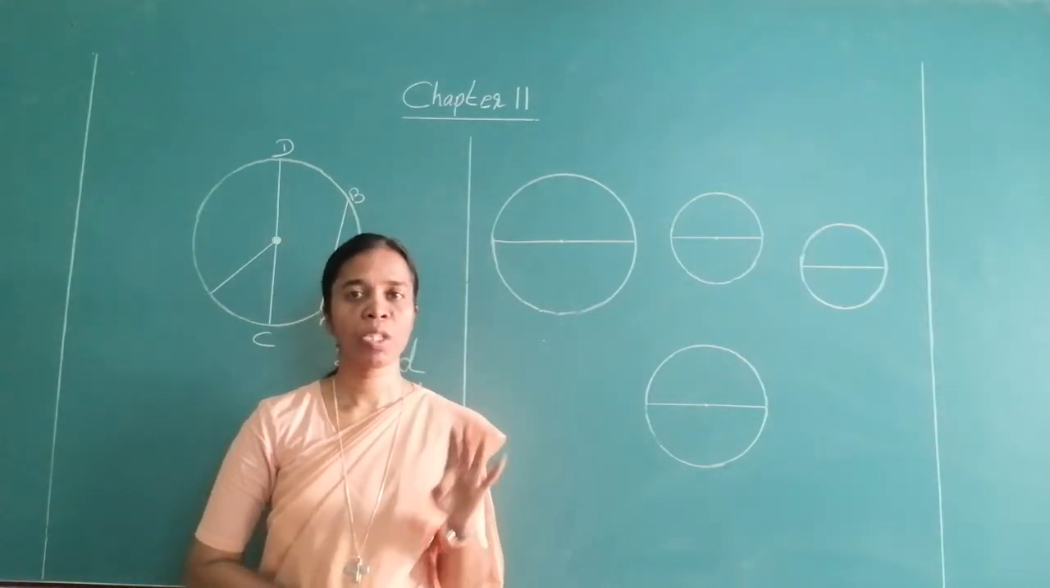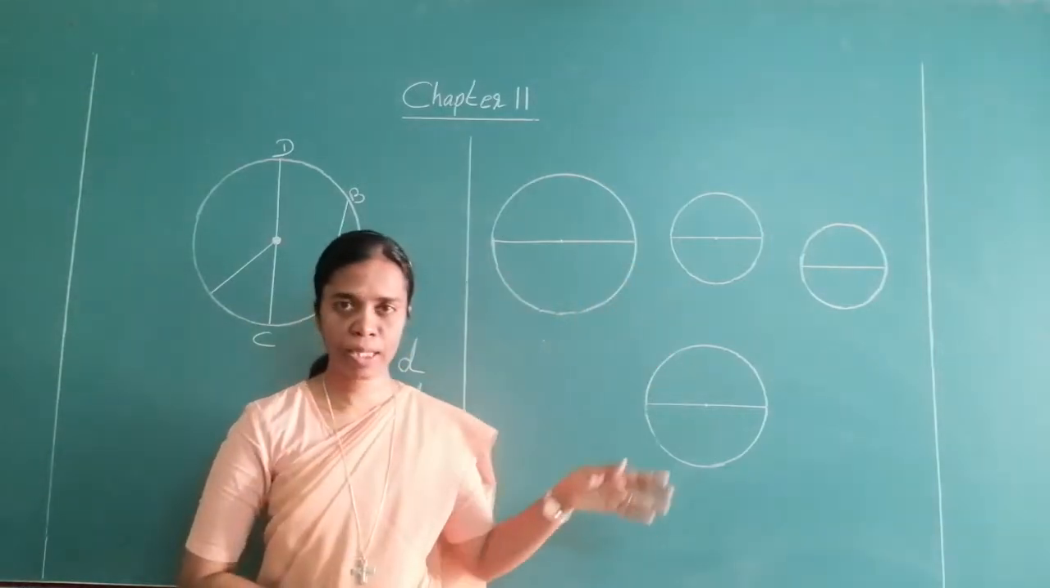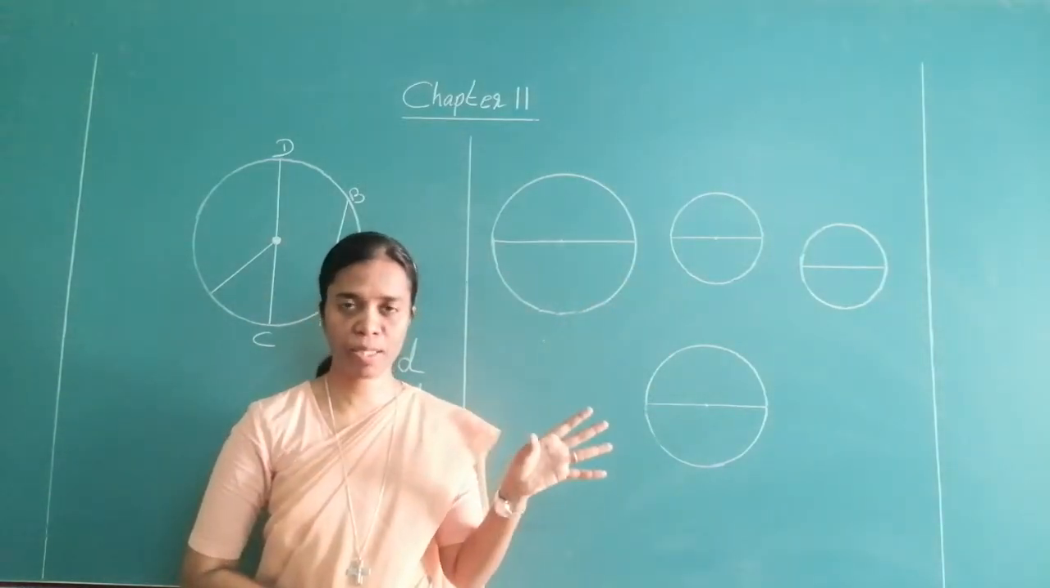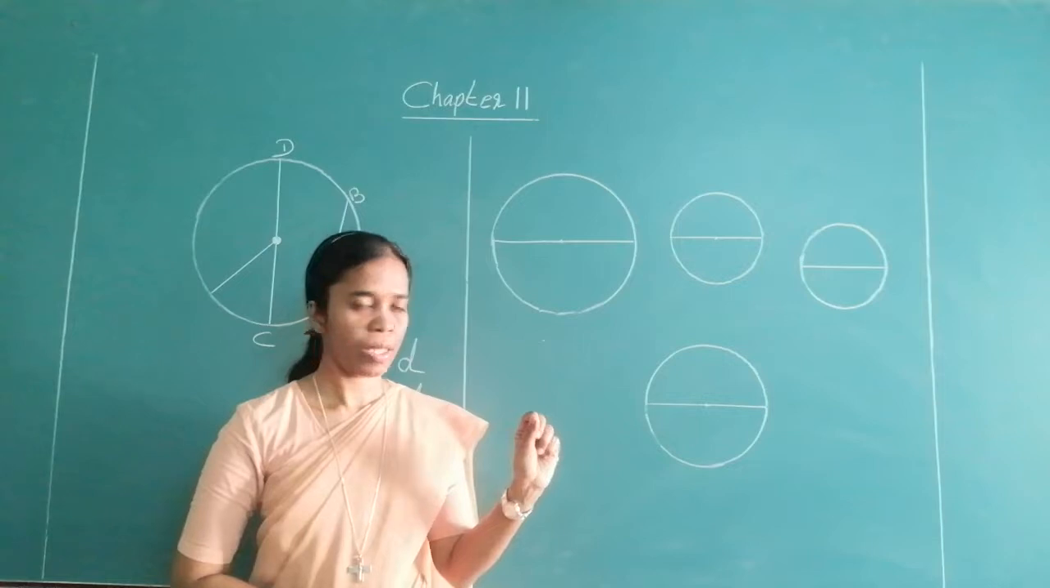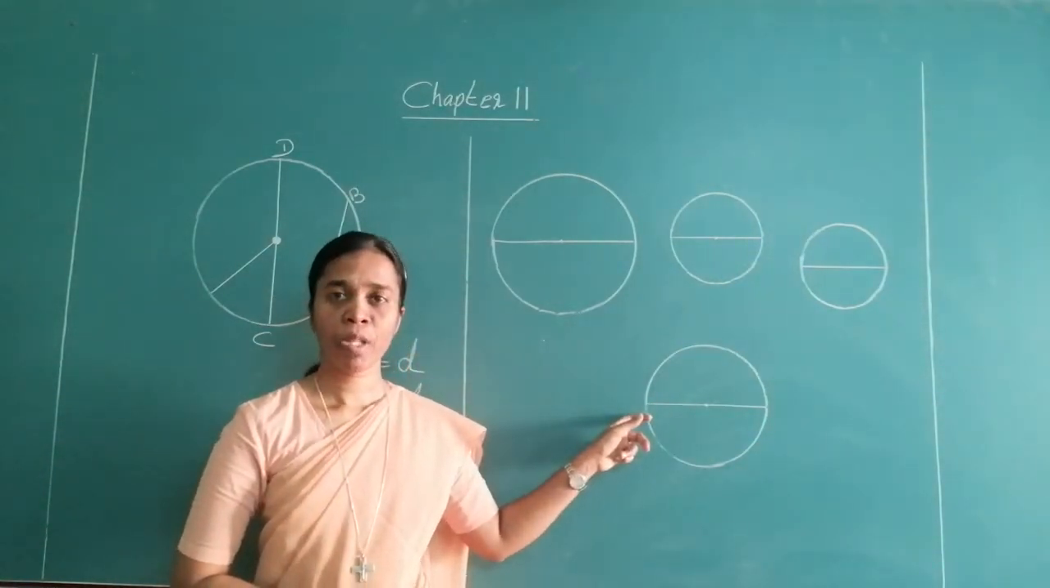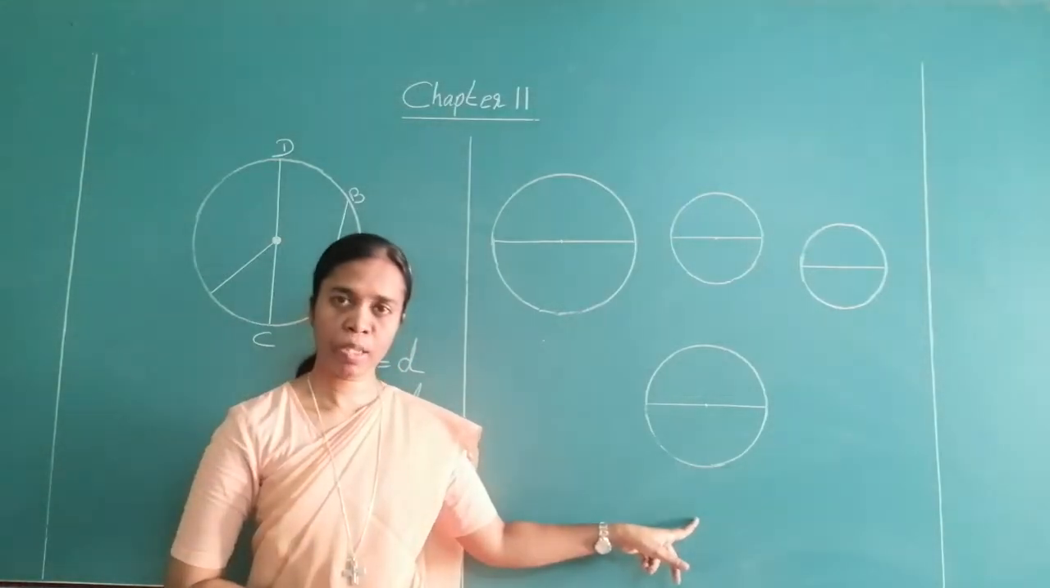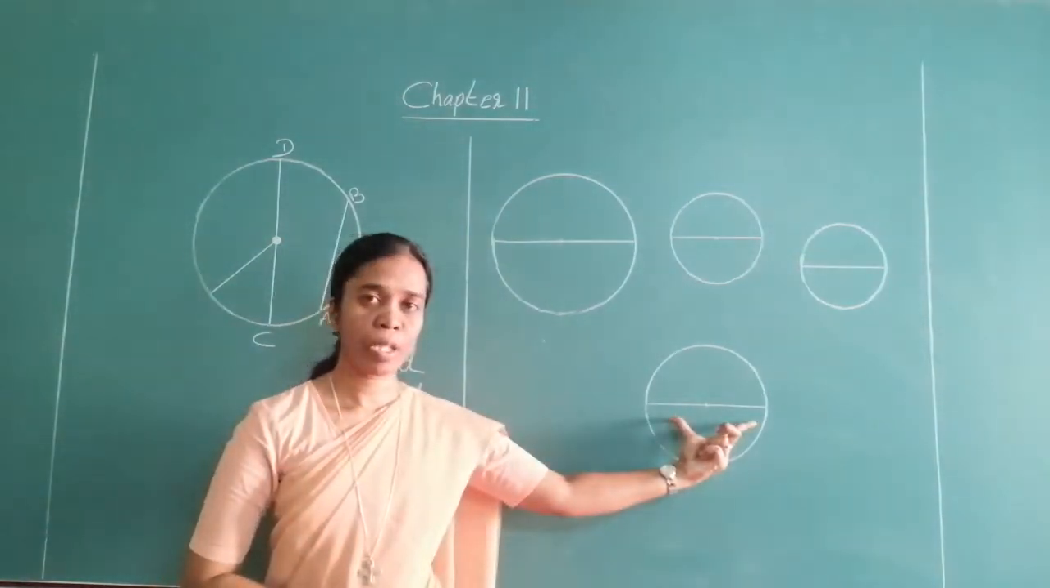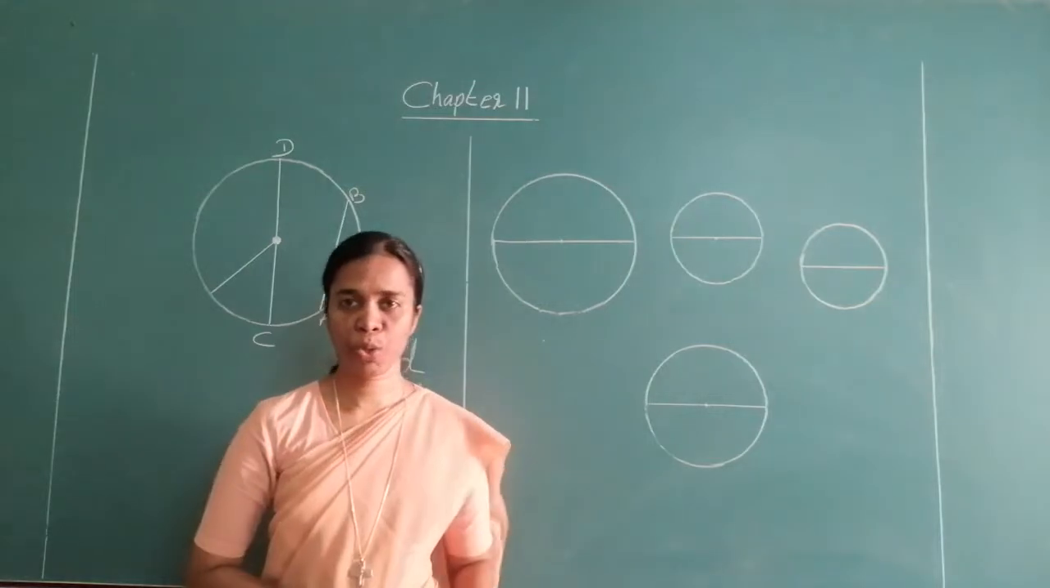So what you have to do? Draw 4 circles of different sizes. Take thread, measure the boundary length. Write it down below the circle. Measure the diameter, write that also.